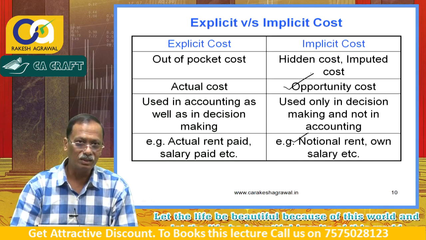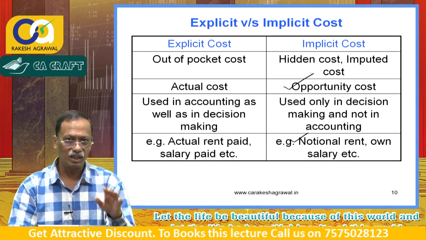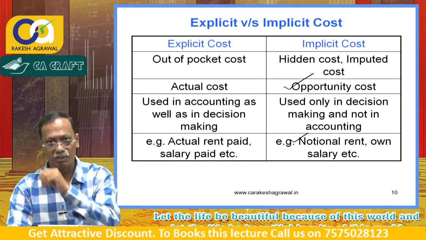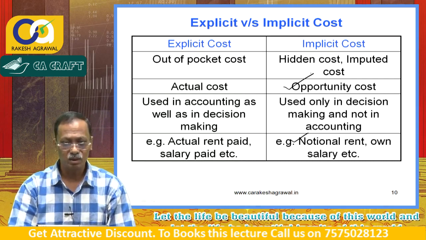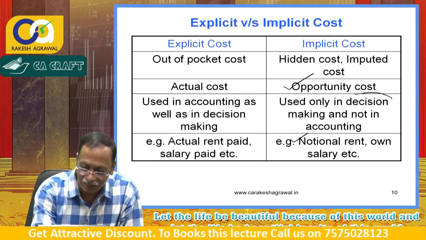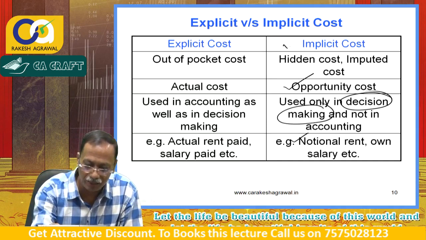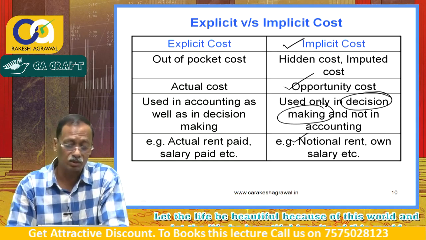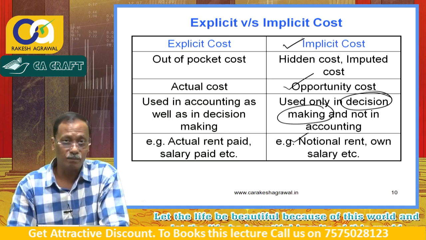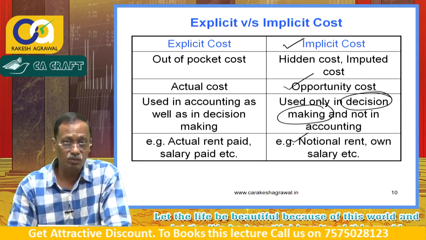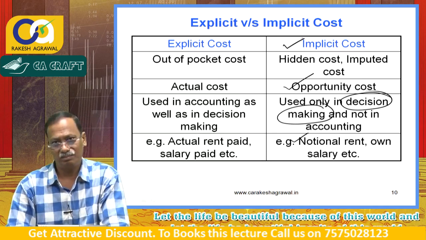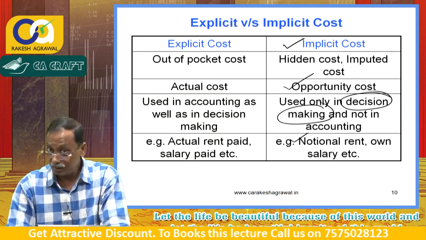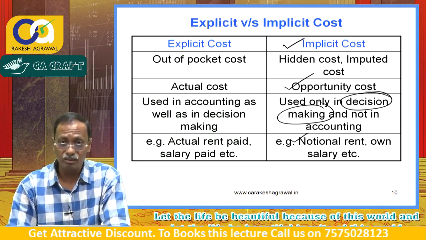So don't you think my decision has gone wrong? I should not have conducted classes on my own, but I should have given the premises on rent to someone else. And therefore I said, in decision making, this implicit cost or hidden cost or imputed cost or notional cost or opportunity cost is important. Otherwise your decisions will go wrong. Am I right? Our decisions will go wrong otherwise.